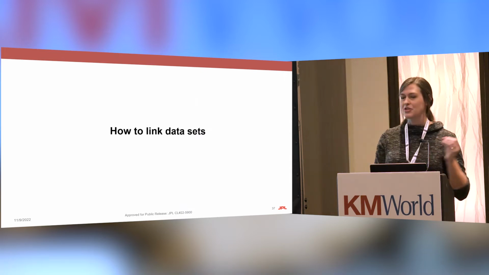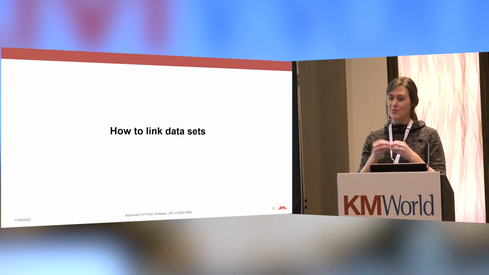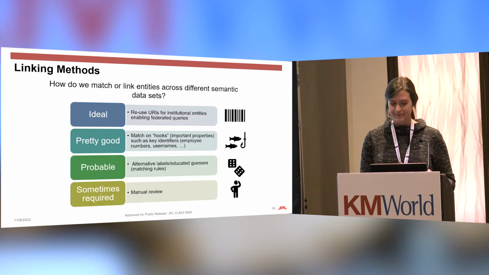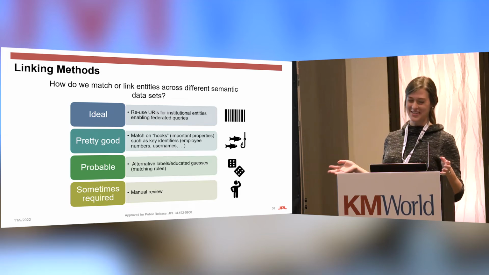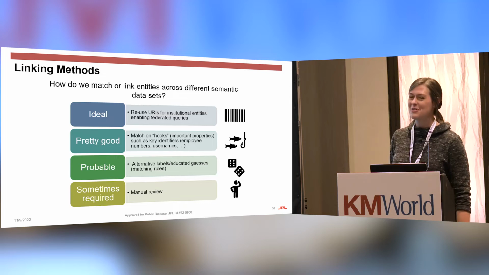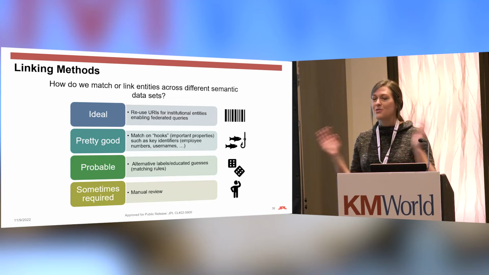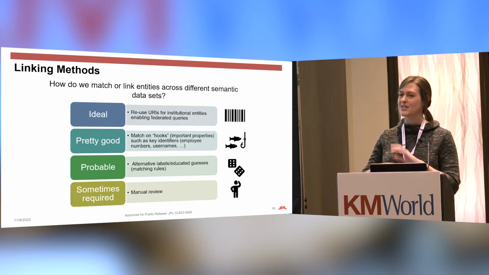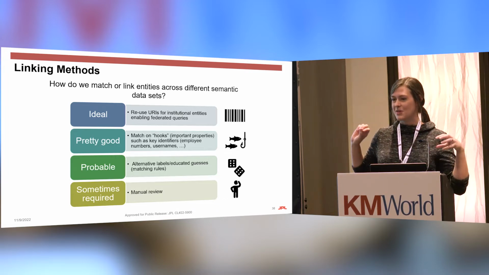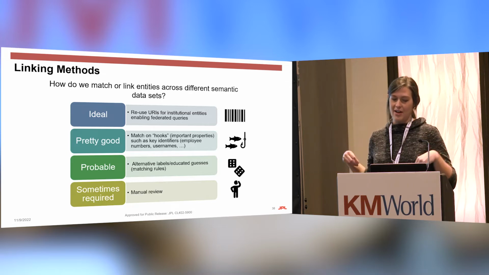So how do we actually do this? We've given everything a URI, we have multiple data sets. How do you actually link those data sets together? Unfortunately, there's no one solution, so we've broken it down into a few different strategies we've used. So the ideal scenario is that you reuse URIs in different data sets. If we create a URI for John Smith in the institutional knowledge graph, everyone else reuses that same URI, so there's no confusion that John Smith in my data set is the same person as John Smith in your data set. Of course, that does not always happen.